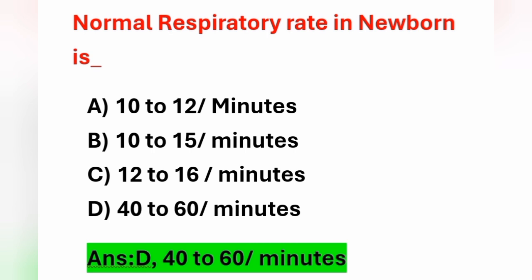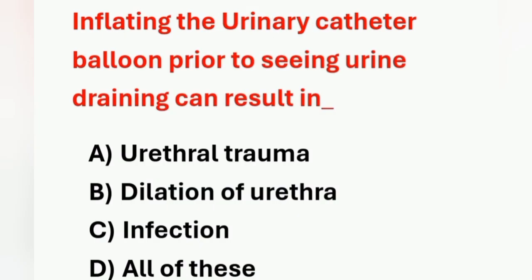Adult respiration is about 16 to 20. Here 12 to 16 is there, 10 to 15 is there, 10 to 12 is there. It is not related to the age group. Okay, here normal respiratory rate of newborn is between 30 to 60, and for adult respiration is 16 to 20 per minute. Move on to the next question.